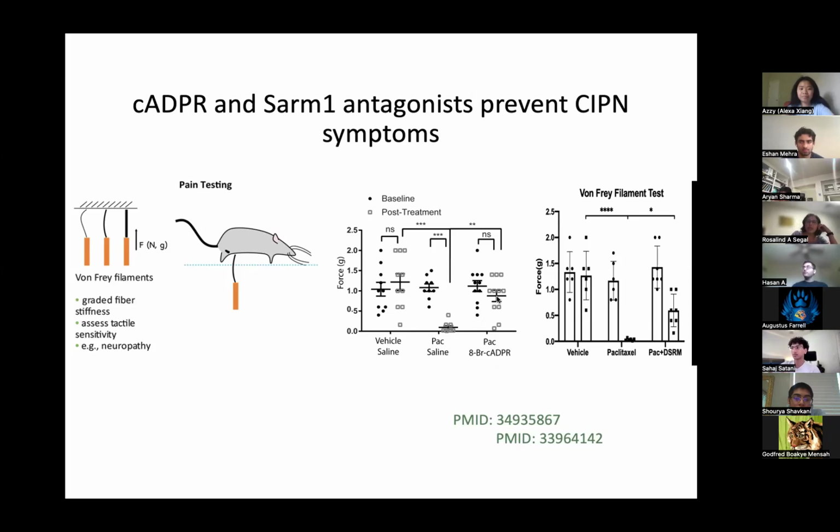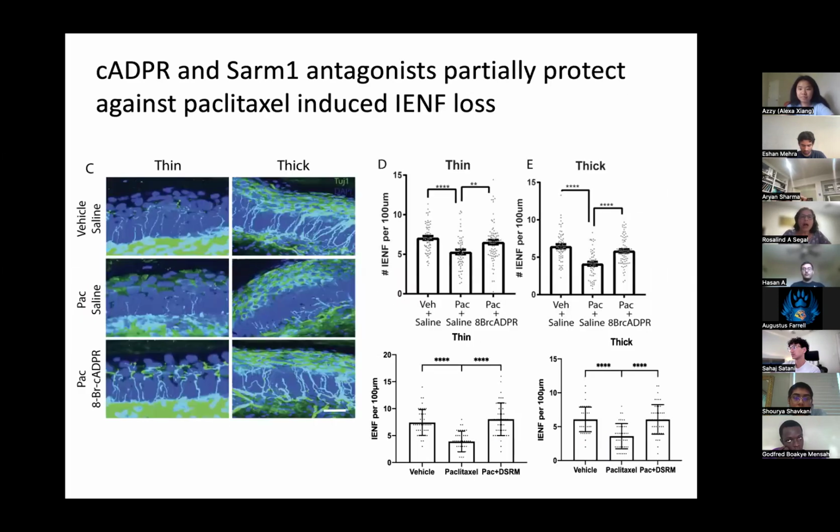Now, the animals that were treated with 8-bromo-cADPR, the antagonist for cADPR, it prevented that change in behavior. Similarly, the SARM1 inhibitor really reduces this behavior of pain. So that's cool. What about the skin innervation?